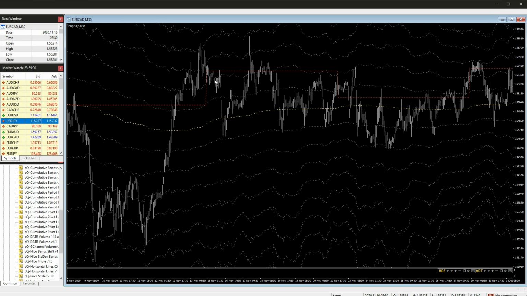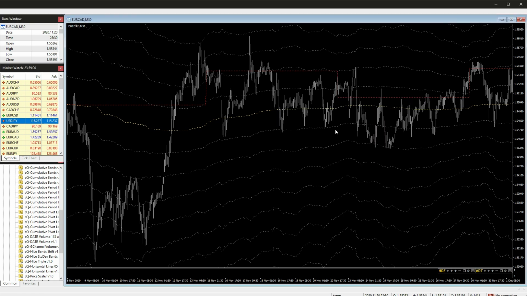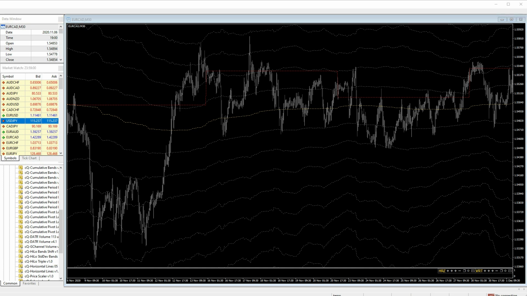But anyway, this is a week, and we're on the 30-minute, just with this particular setting. Again, you have to go in and find what works. But for the most part, that's this indicator.